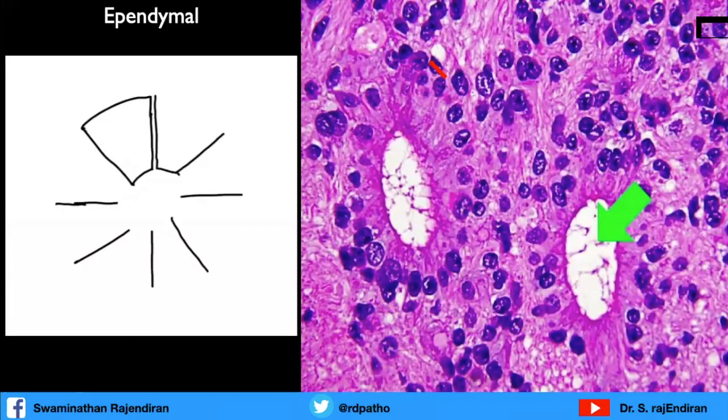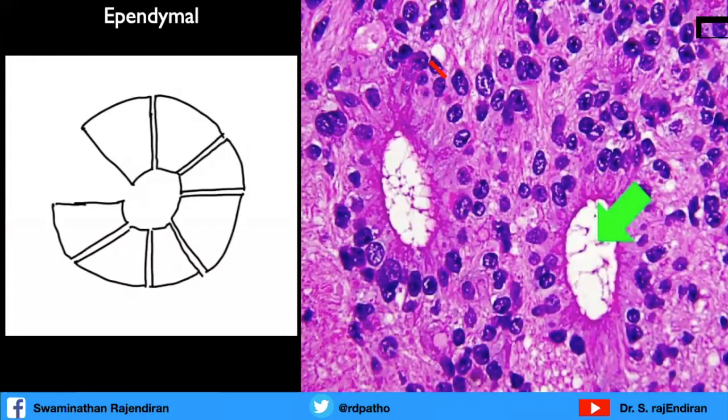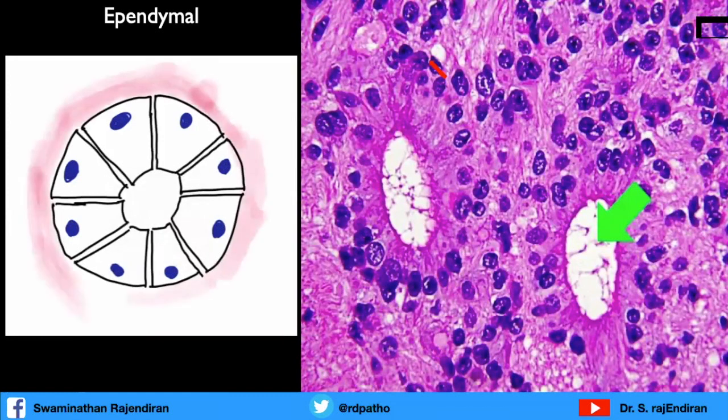Let us see the cartoon. Cells are being drawn. For convenience sake, I have drawn the pyramidal cells, nuclei, and then the central space is empty, whereas the neuropil is seen outside. So this is a true ependymal rosette. This is very specifically seen in ependymoma, but unfortunately not all ependymomas will show these ependymal rosettes.